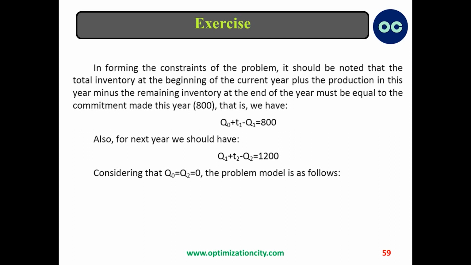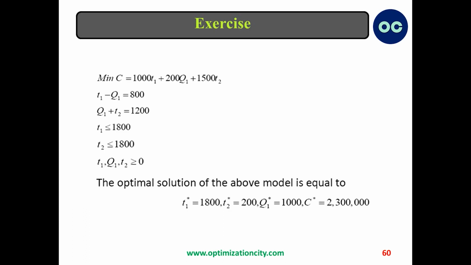When formulating the constraint for the problem, we need to ensure that the total inventory at the beginning of the current year plus production in the current year minus remaining inventory at the end of the year is equal to the commitment made for this year, which is equal to 800. Therefore, we have this constraint in the equality form. Similarly, for the next year, we have the following constraint. Since Q0 and Q2 are equal to 0, the problem formulation can be summarized as follows. So this is the model, and you can solve it maybe with the simplex method, and this is the objective function of this problem.